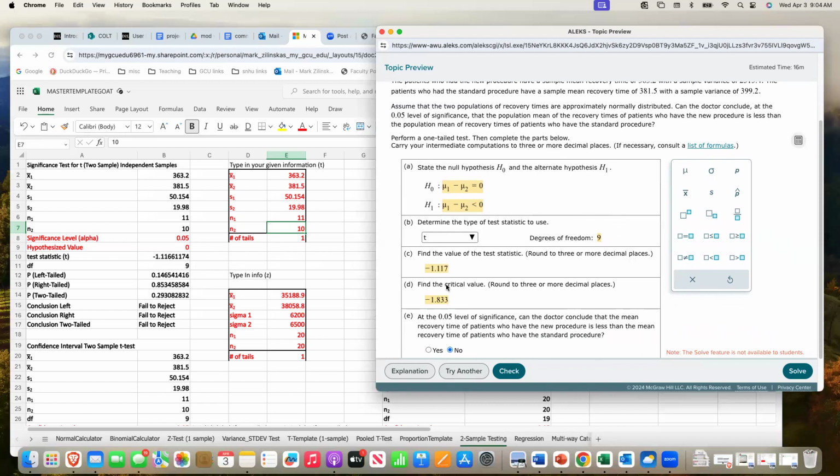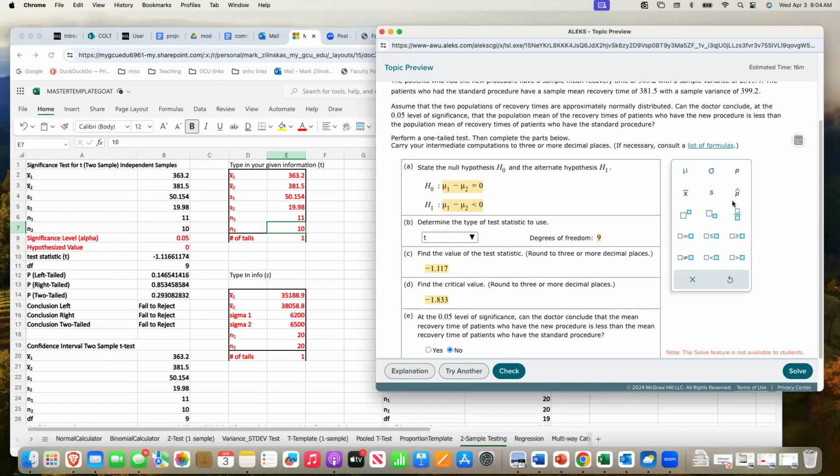But for this problem here, again, they're asking you to use the critical value method. So if it did call for the p-value, all you would do is just look over here and my conclusion would be the same, which would be no. However, if I'm using the critical value method, it's like, well, where do I find this?